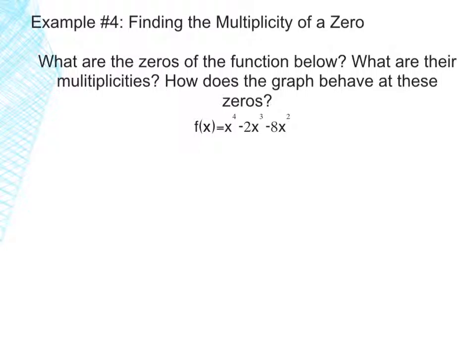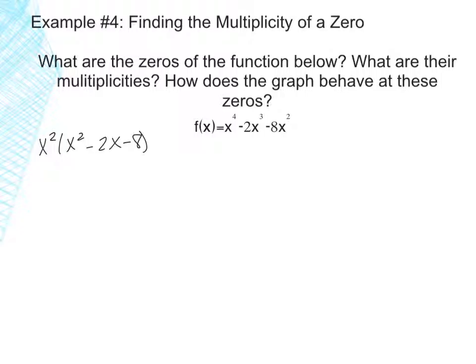So in example 4, it says, what are the zeros of the function below? What are their multiplicity, and how does the graph behave at these zeros? All right, so to find the zeros, we need to factor first. In order to factor, we need to find the greatest common factor. The greatest common factor here is x squared. If I take out x squared, I'm left with x squared minus 2x minus 8.